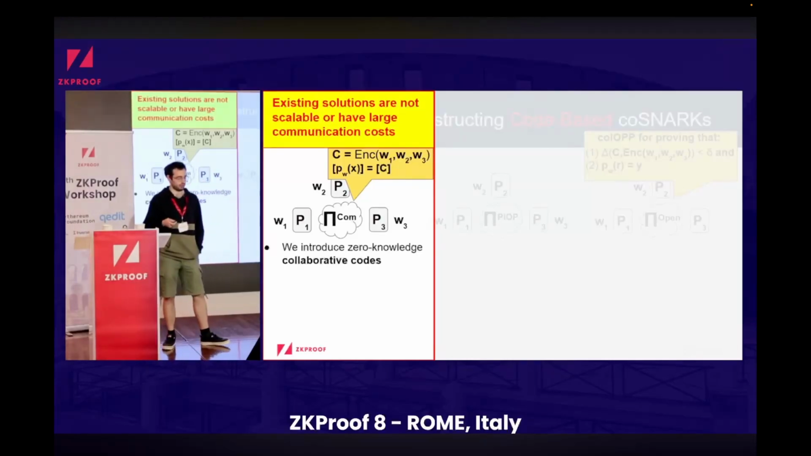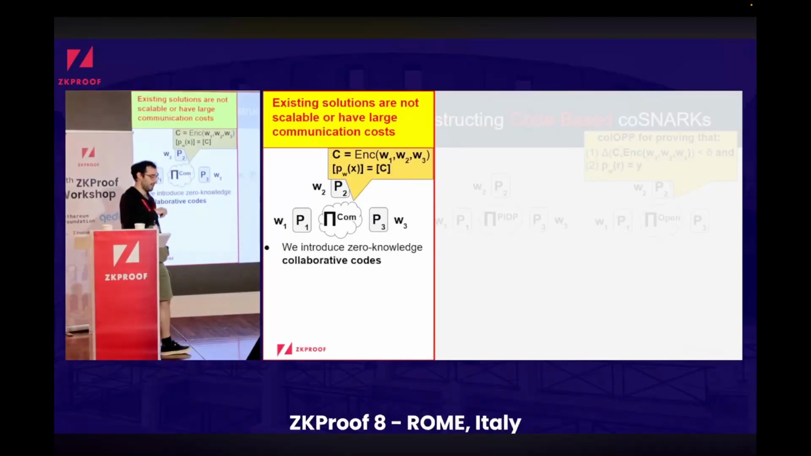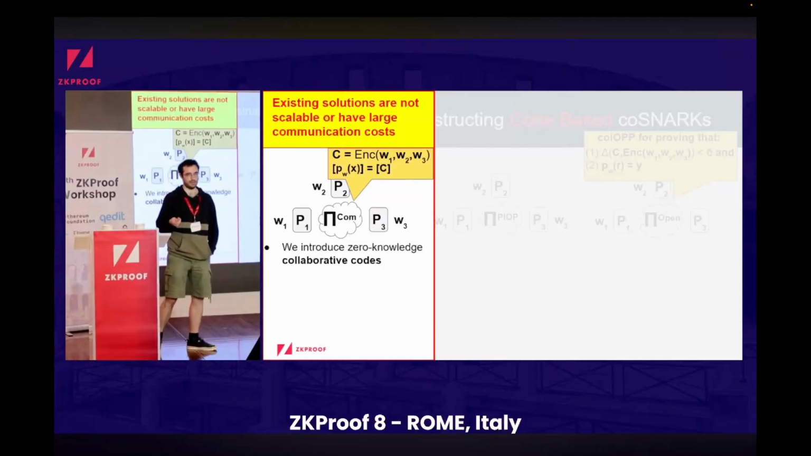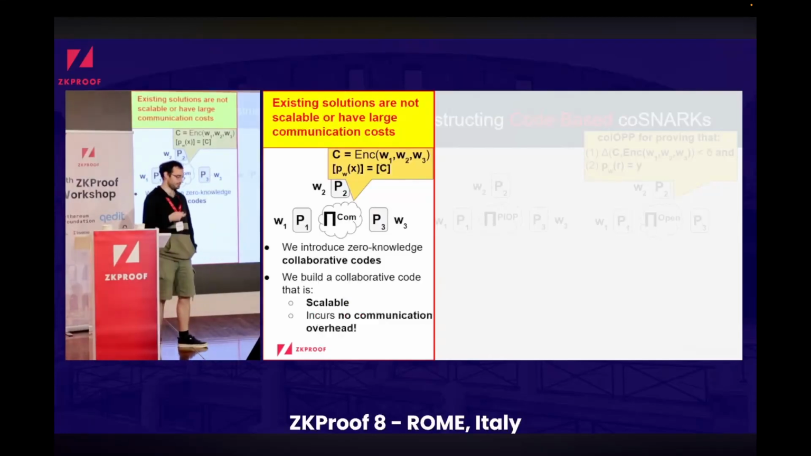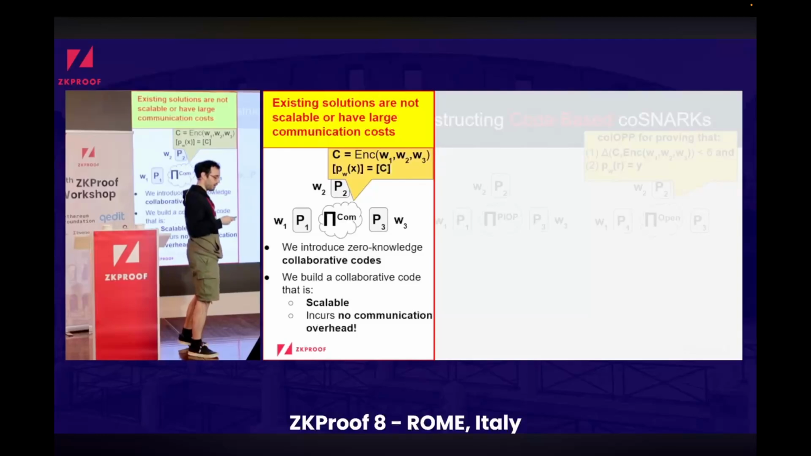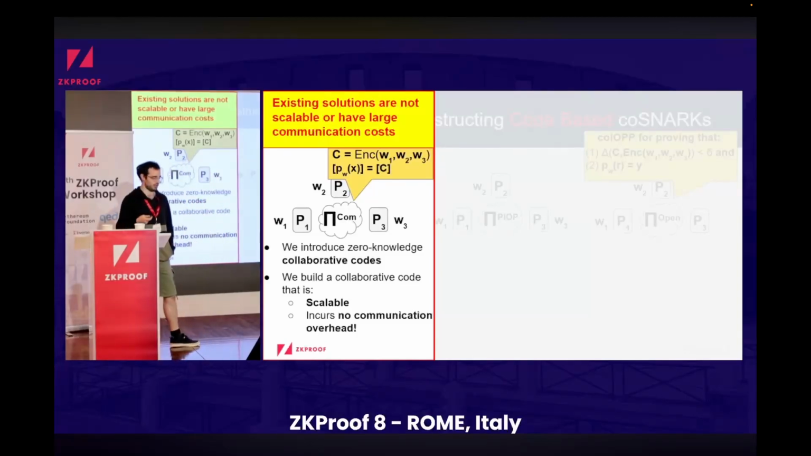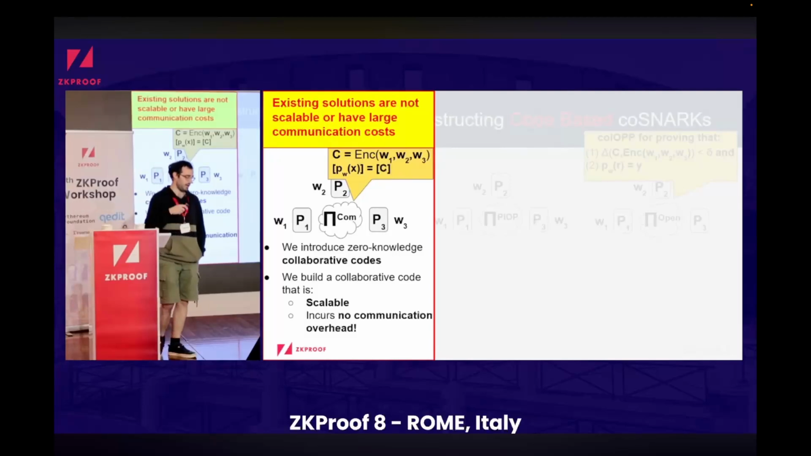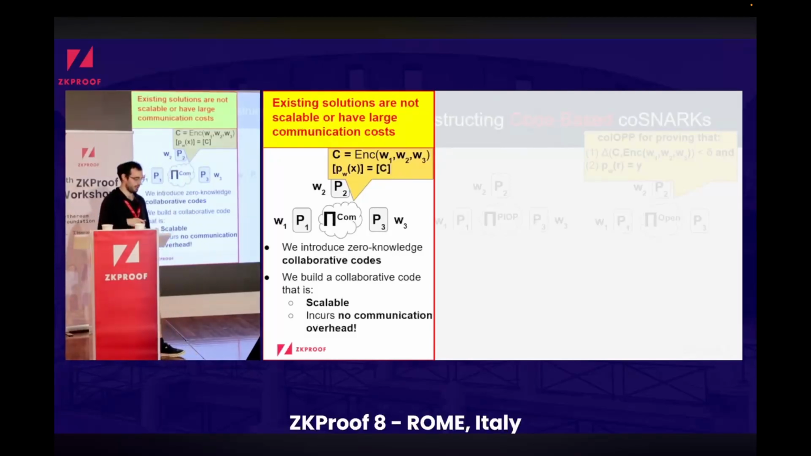In this work, we first of all introduce zero-knowledge collaborative codes that, in some sense, generalize zero-knowledge codes the same way as collaborative SNARKs generalize standard ZK SNARKs. And then we show how to build a collaborative code, based on Reed-Solomon tensor codes, that is both scalable and has minimal communication overhead.